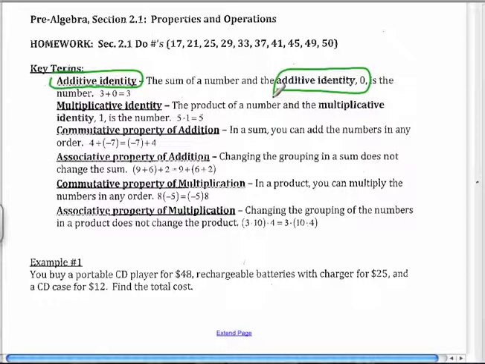So if I ask you on a test or a quiz or something and I say, hey, Kentaro, what is the additive identity? Kentaro, what would you say? It's the sum of a number plus 0. No. What would I say? What is the additive identity? William? A number plus 0. No. What is the additive identity? Will? 0. Good. Okay. The sum of a number and the additive identity, which is 0, is always the number.